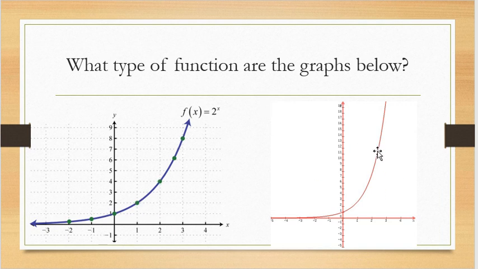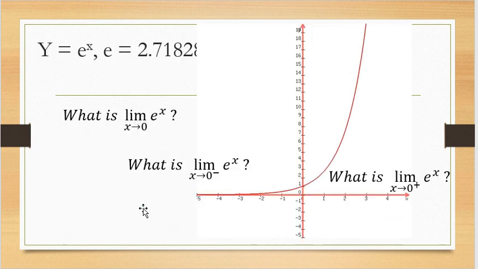And how about this one? This one is the same as an exponential function, but this graph is the graph of y equals e to the x, where e is equal to 2.71828. And we know that it is irrational because there is no pattern in this number.